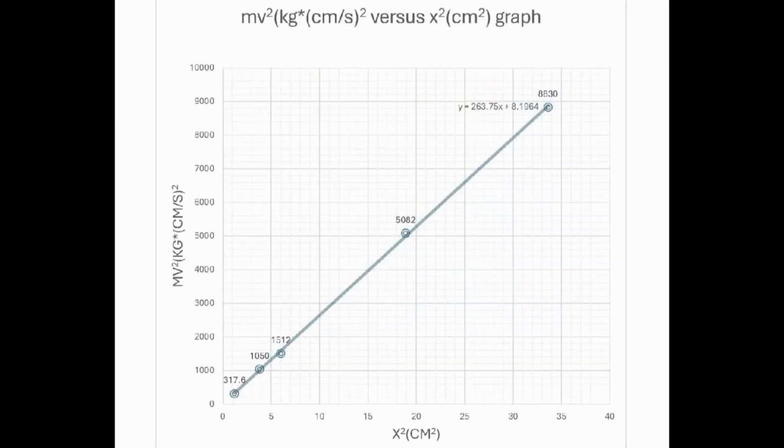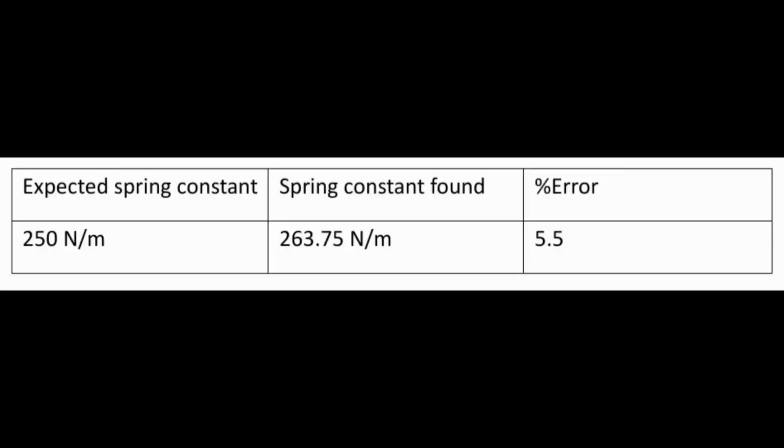This is the mv squared versus x squared graph of 5 different attempts. According to the formula I mentioned at the beginning, mv squared over x squared should give the spring constant value, which is the tangent value of the best line in this graph. From that calculation, I found the spring constant to be approximately 263.75 Newton per meter.